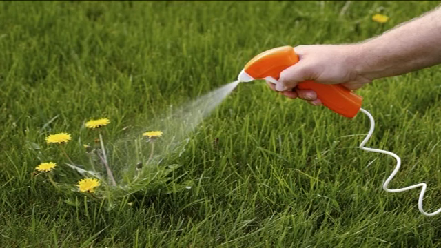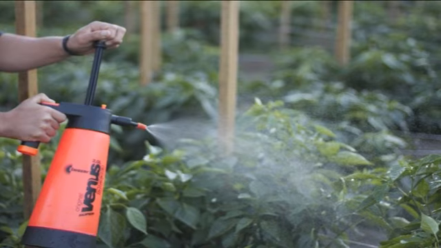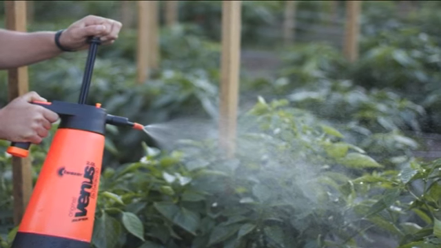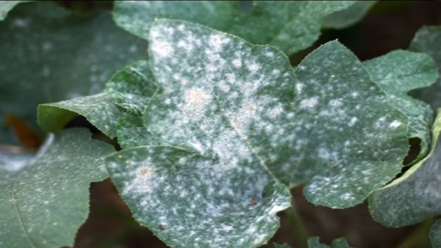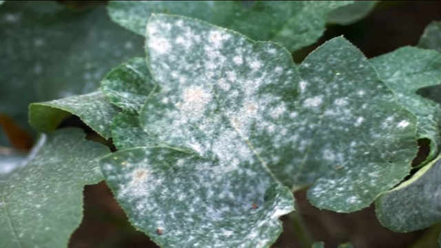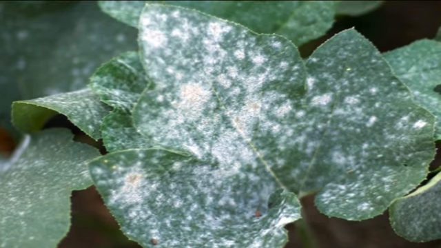For the herbicides application to kill the weeds. And for the hormone sprays application to increase the fruit set or to prevent the premature dropping of fruits. And for the application of plant nutrients as foliar sprays. It can also be used for applying the powdery formulations of poisonous chemicals on the crops and for any other purposes. Finally, it is time to conclude our session.